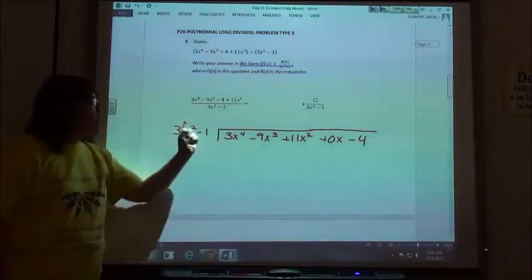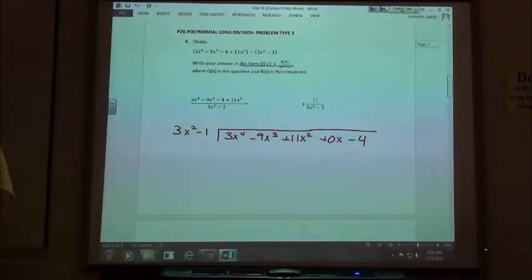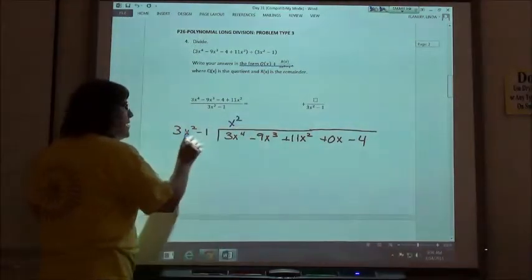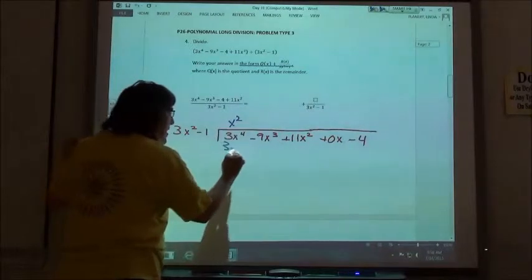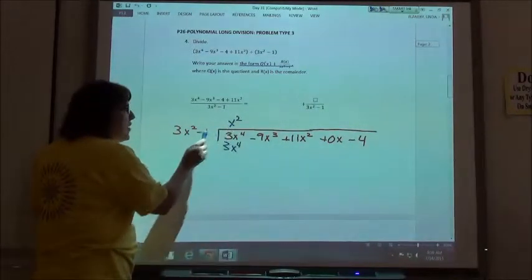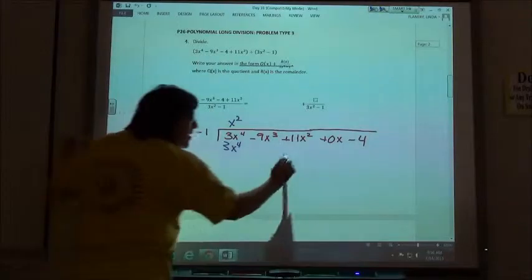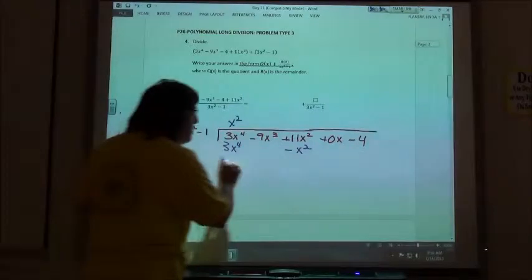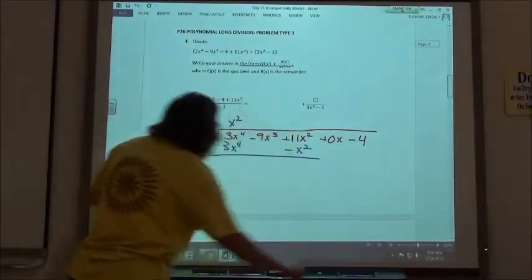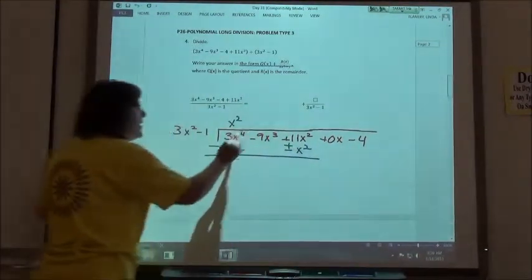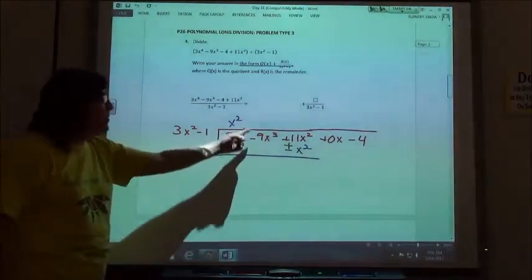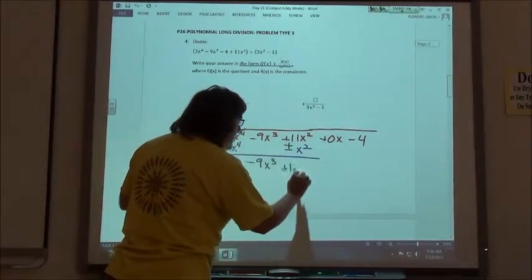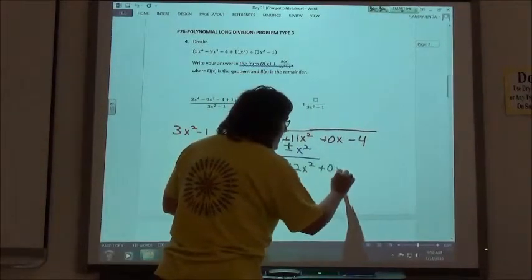So 3x squared, what times 3x squared gives me 3x to the 4th? Just an x squared. So 3x squared times x squared is 3x to the 4th. X squared times negative 1 is a negative x squared. I'm going to line that up underneath my x squared column so my like terms are all nice and lined up. I'm then going to subtract. So I'm going to change my signs so I can cancel out my leading term. So I'm going to bring down the negative 9x to the 3rd plus 12x squared plus my 0x's minus 4.